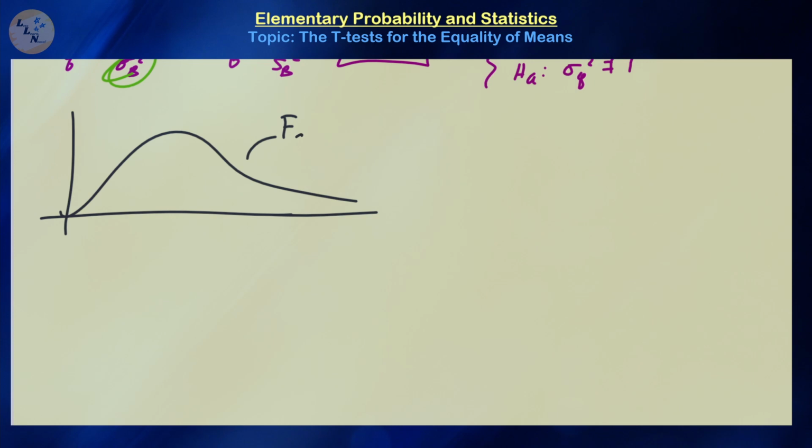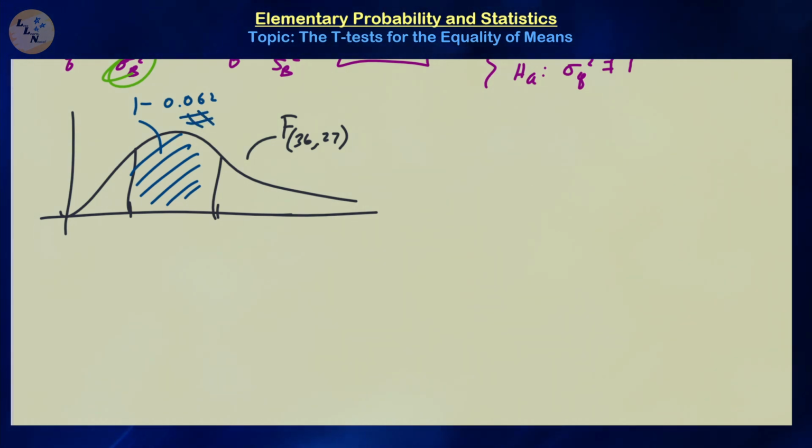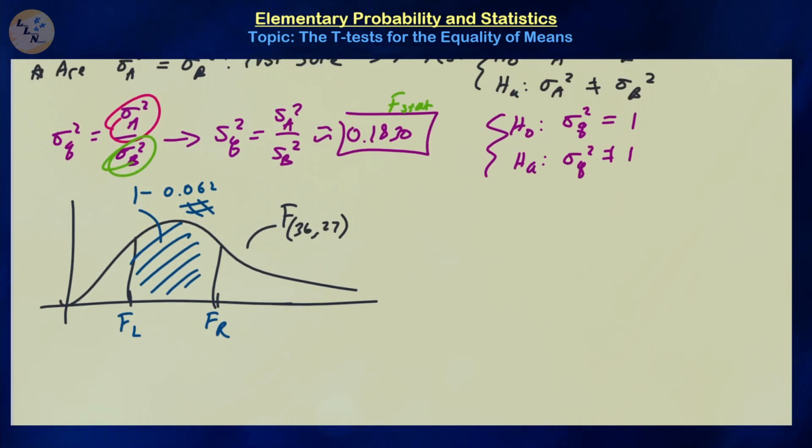So this is an F 36,27 distribution. We're working with a two-sided level of confidence here. So this is going to be, of course, equal to 1 minus our alpha value of 0.62, which is going to be equal to 93.8 if you want to write that. So this is going to be our left critical value, our right critical value. So we're probably going to be comparing it to the left one since we have a number that is less than 1.